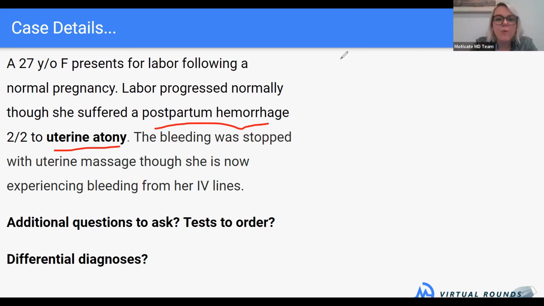But the problem now is, yes, we treated that, but we're getting bleeding from her IV lines, bad. So what questions do we ask? And more important, if this patient is bleeding from her IV lines, what tests are we ordering? Is she on blood thinners? We can certainly ask her that, absolutely.